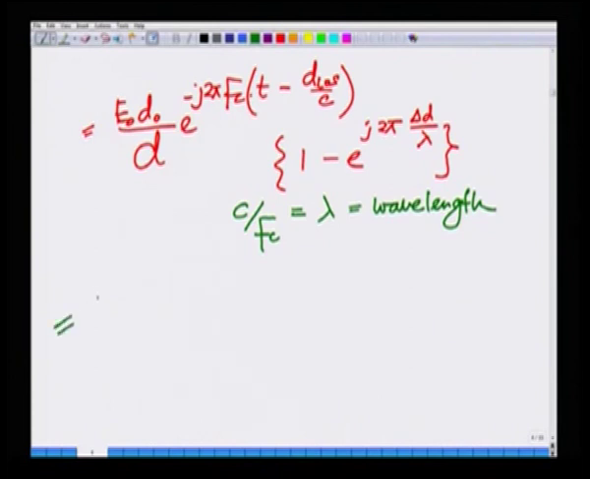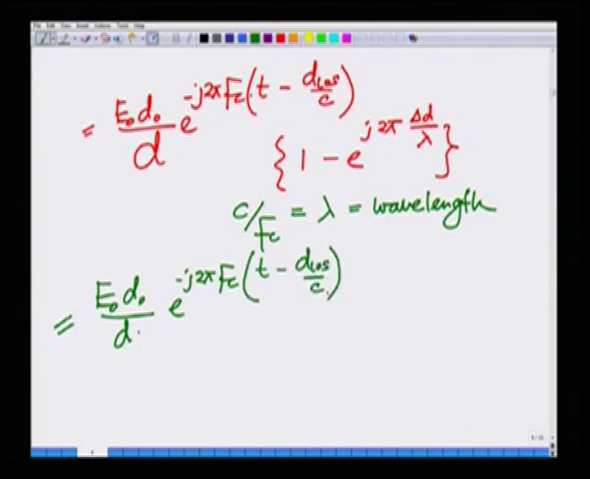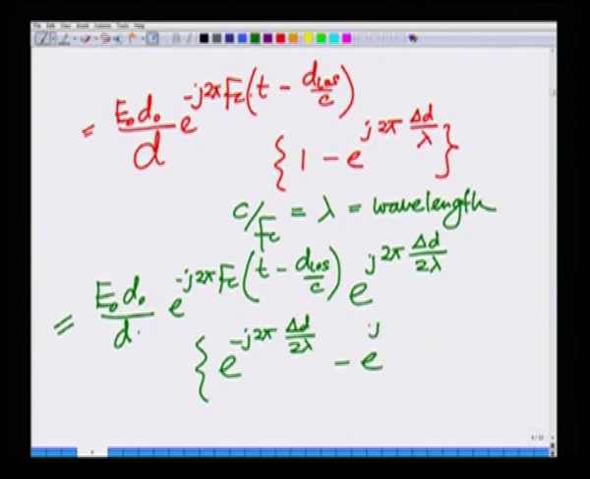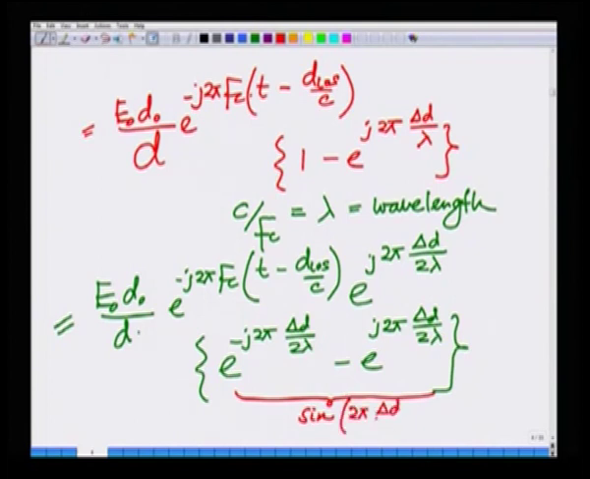And this I can further simplify as follows. This is E naught d naught by d e power minus j 2 pi f c t minus d LOS by c into e power j 2 pi delta d divided by 2 lambda times e power minus j 2 pi delta d divided by 2 lambda minus e power j 2 pi delta d divided by 2 lambda, and this factor, of course, this is nothing but sine of 2 pi delta d divided by 2 lambda.